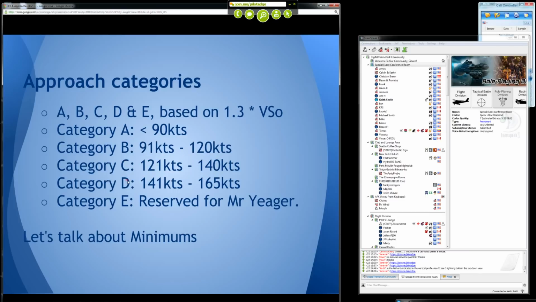Category D, you're getting into some fairly heavy planes, probably military planes, and then Category E, as a joke I say, reserved for Mr. Yeager, it's actually 165 knots or more. Here we're starting to talk about the SR-71, F-104 Starfighter, those sorts of things which fly ridiculously fast. In those cases you need basically better flight visibility. That's typically what happens as you get into the higher categories.